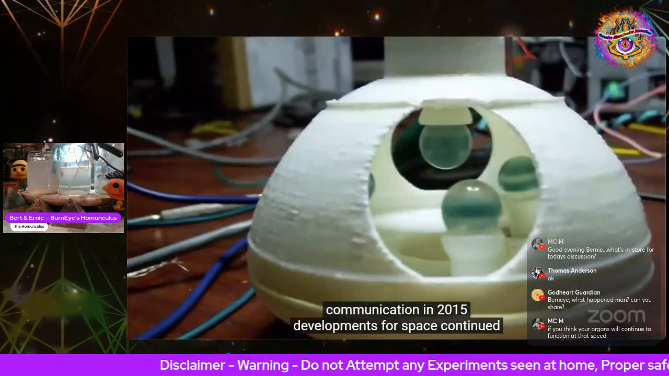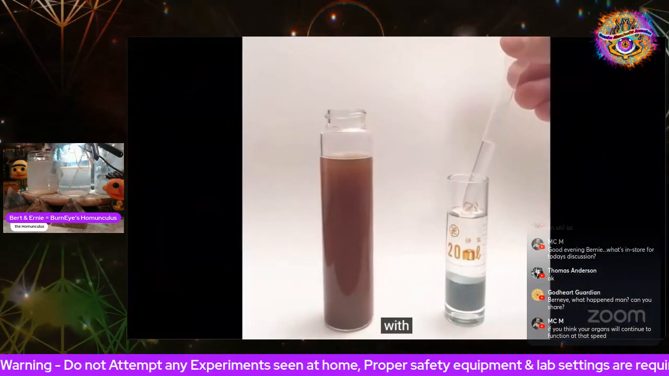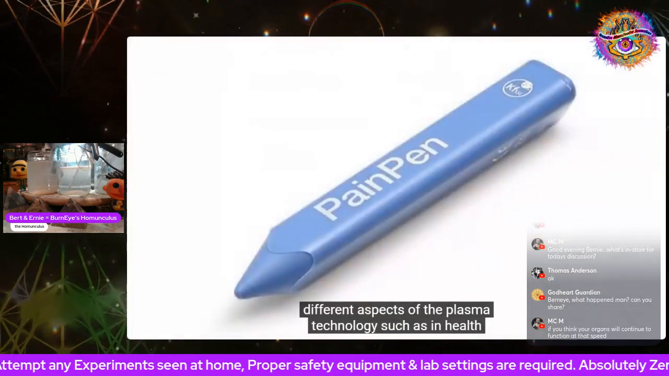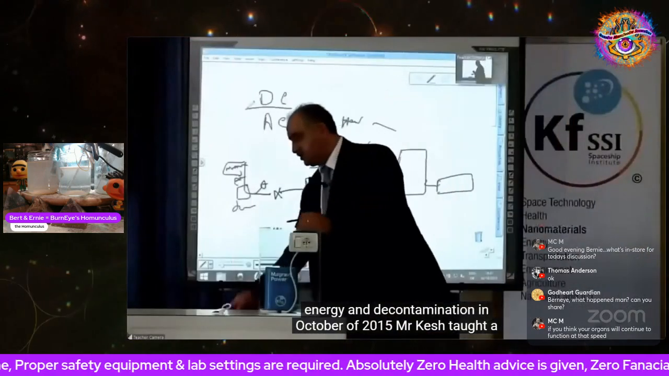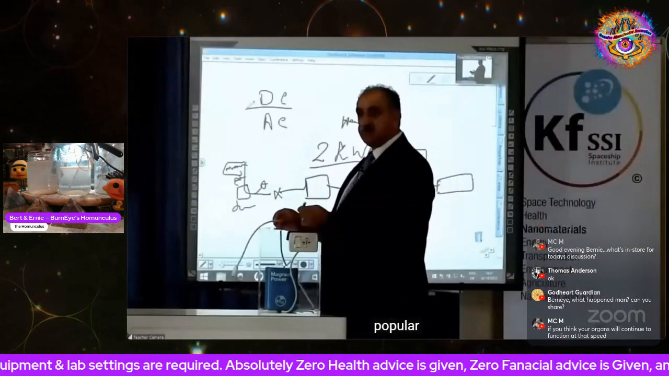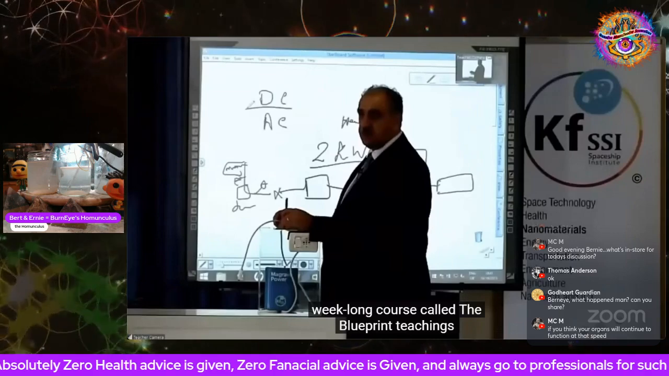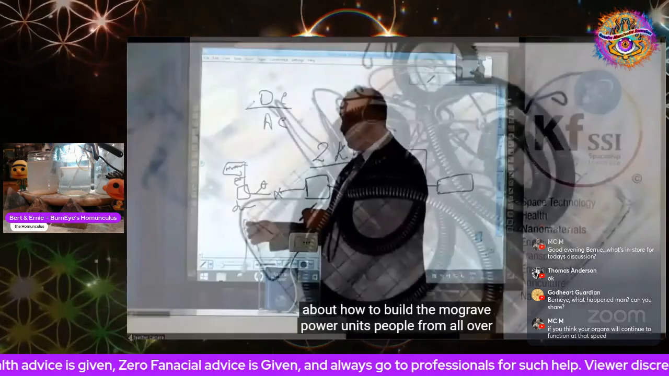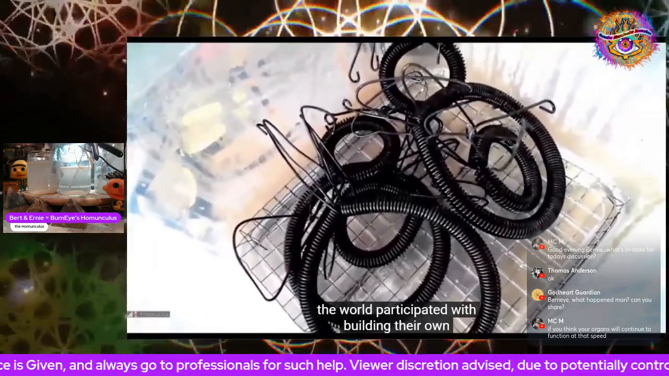In 2015, developments for space continued with different aspects of the plasma technology, such as in health, energy, and decontamination. In October of 2015, Mr. Keshe taught a popular week-long course called the Blueprint Teachings about how to build the MAGRAV power units. People from all over the world participated with building their own MAGRAV units and teaching others.